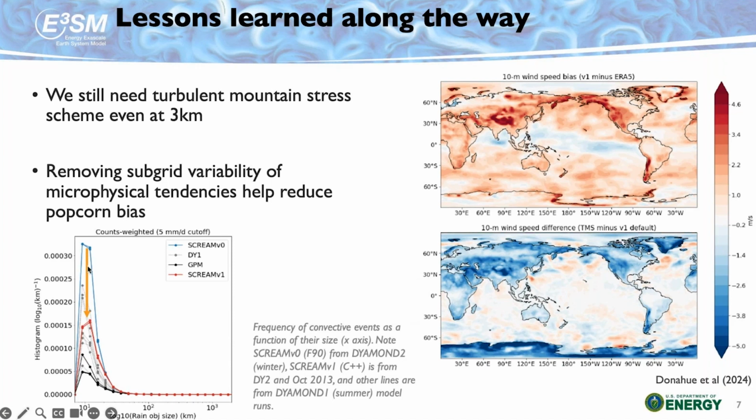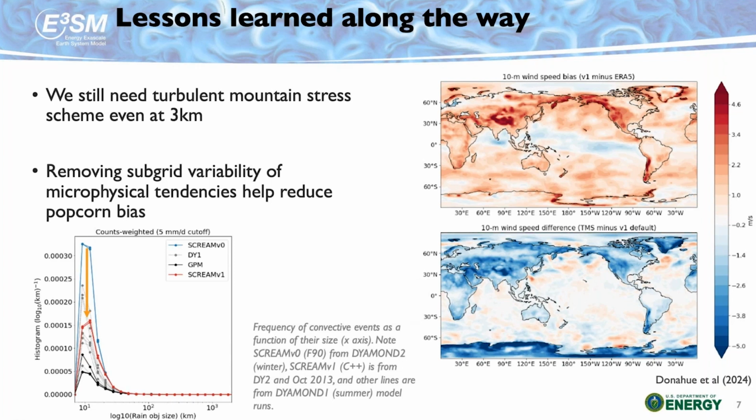When we moved to SCREAM V1, one of the big changes we made was to remove the subgrid variability. We saw an improvement, though there's still a ways to go. And so hopefully I've given you an overview of what we're doing right, what SCREAM is able to represent well, but of course there's a lot of biases.